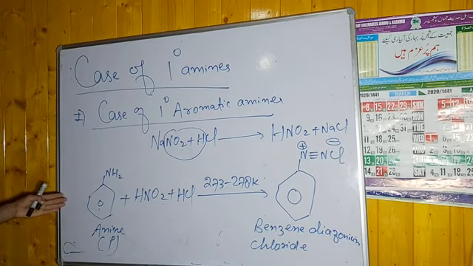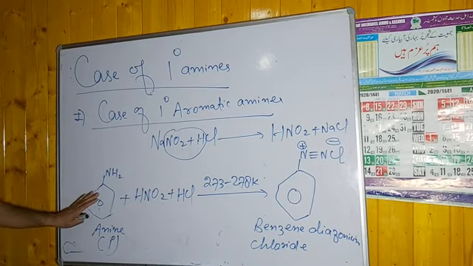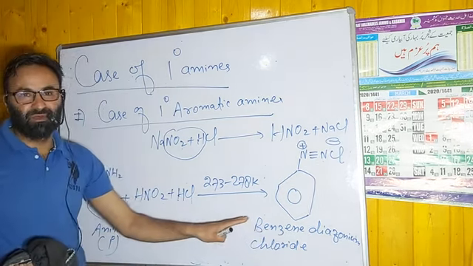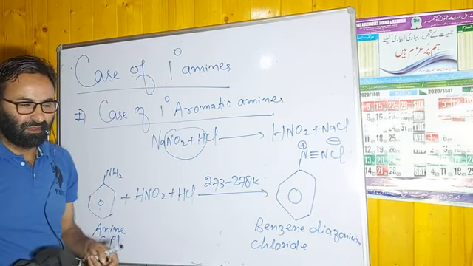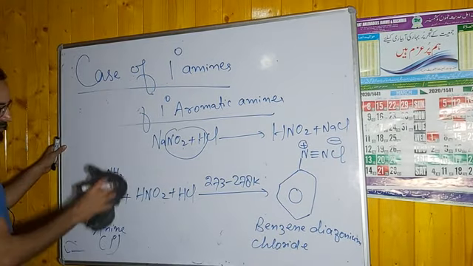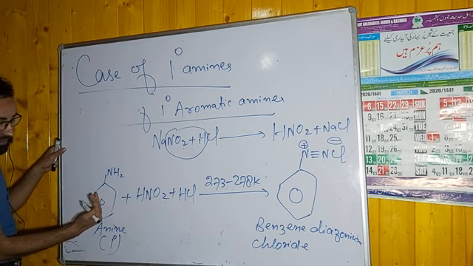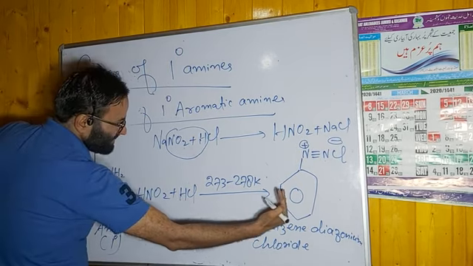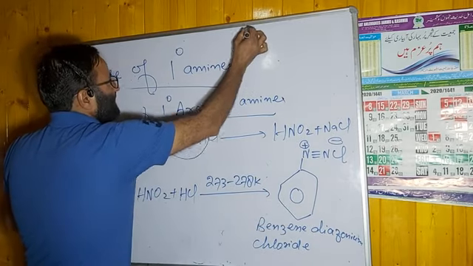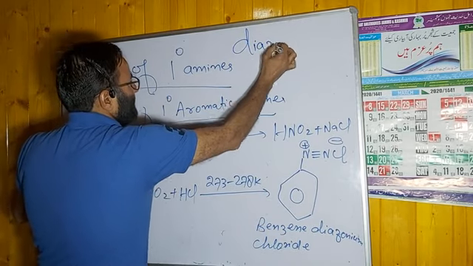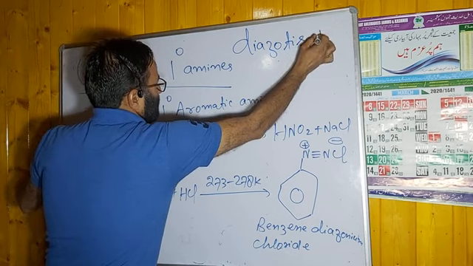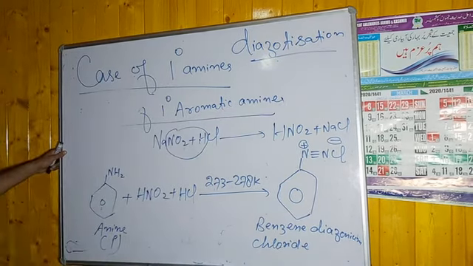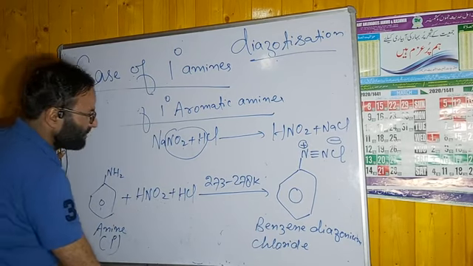Now, what you can remember here: a 1 degree aromatic amine reacts with nitrous acid, resulting in the formation of arene diazonium salt. In general, it is arene. You can say benzene diazonium salt. This process of conversion of a 1 degree aromatic amine into the benzene diazonium salt, isi ko hum kehte hain diazotization. Isi ka mechanism humko later on padhna hai, the mechanism of how this reaction takes place. This reaction is known as diazotization.